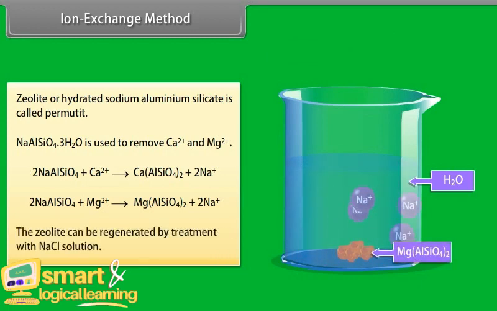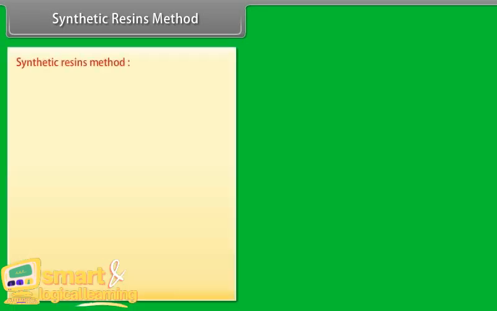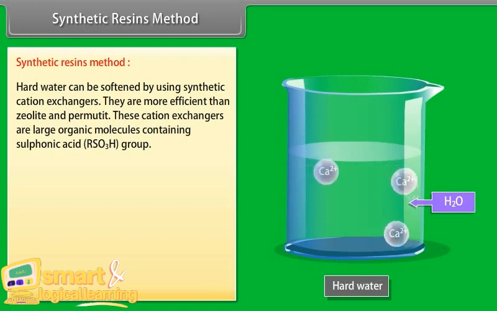The zeolite can be regenerated by treatment with NaCl solution. Synthetic resins method. Hard water can be softened by using synthetic cation exchangers. They are more efficient than zeolite and permutit.